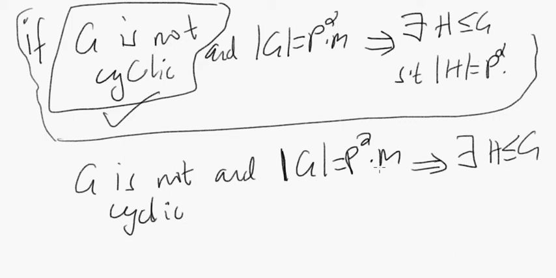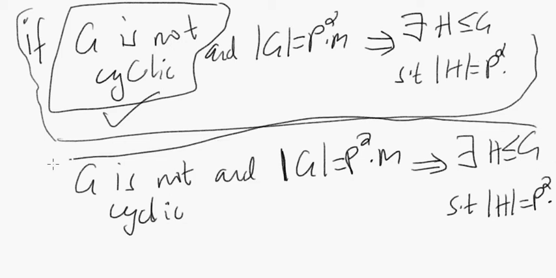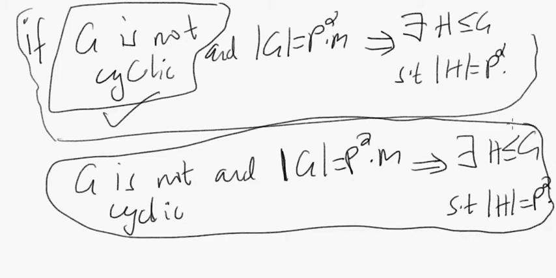So can we at least prove from here that there's a subgroup H of G such that order of H equals P squared, right? So this would be much more restricted than what we're trying to prove above here, that if G is not cyclic and order of G equals P to the alpha times M, then there exists some H subgroup of G such that order of H equals P to the alpha. So let's try the general one first, okay?